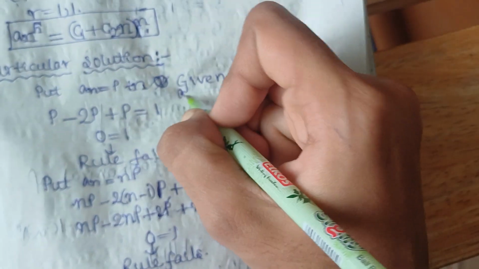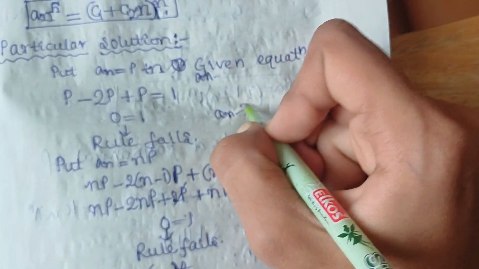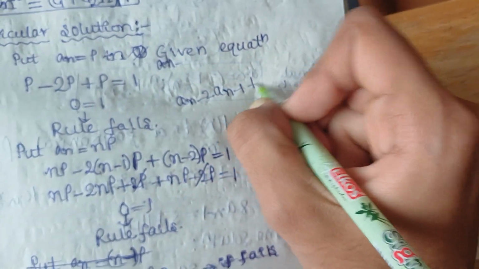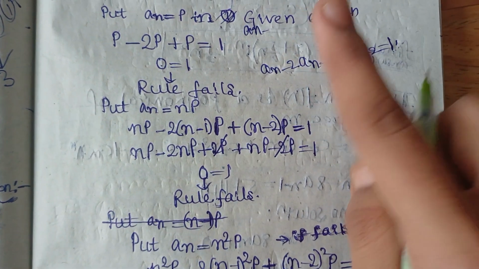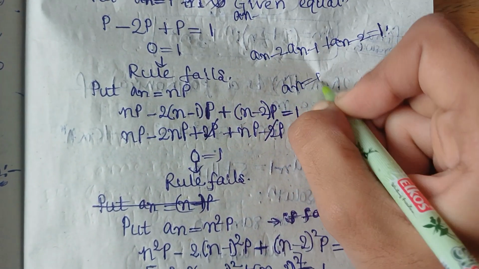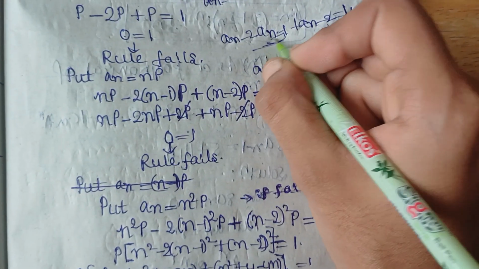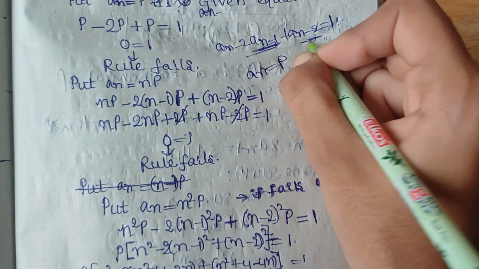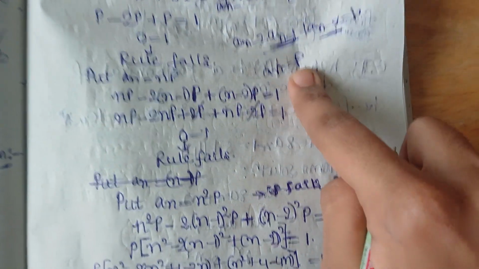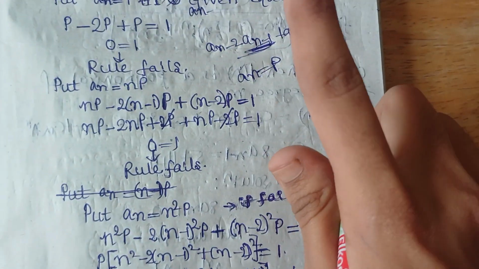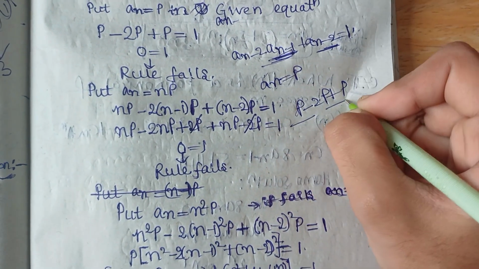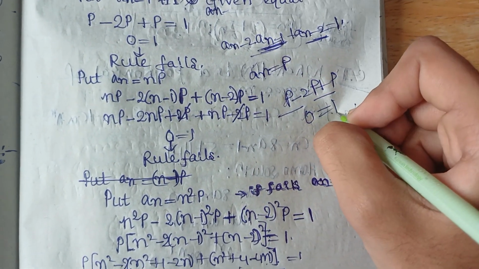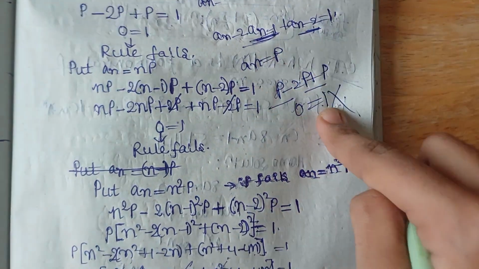Here you are provided with an minus 2 an minus 1 plus an minus 2 which is equal to 1. Our first step is to place an equal to p in the entire equation, no matter whether it is an minus 1 or an minus 2, you replace with p only. This is our first step. So p minus 2p plus p, which is 2p minus 2p means 0. 0 equal to 1. Is it true? No. So our rule is failing.